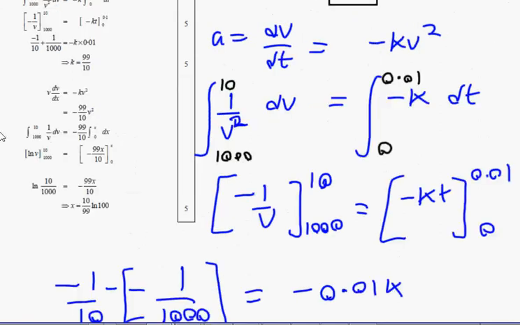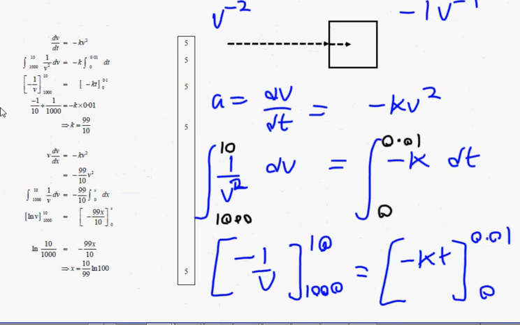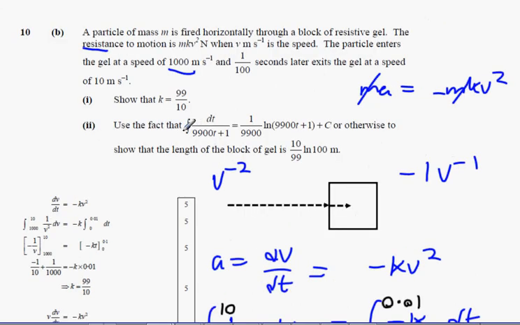Okay, again, k equals 99 over 10 was worth 20 out of 25. So you can see the next 5 marks are actually a lot of work for 5 marks. Okay, next part. Use the fact that the integral of 1 over (9900t plus 1) equals 1 over 9900 ln(9900t plus 1) plus c, or otherwise, to show that the length of the block of gel is 10 over 99 ln 100.